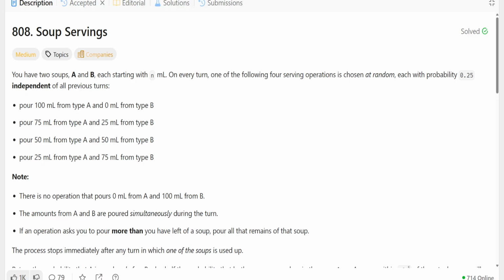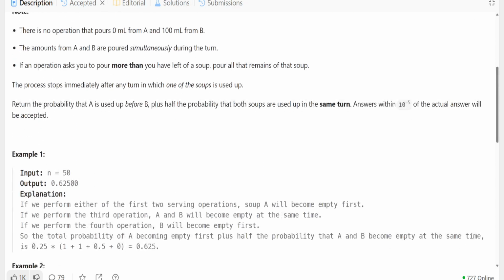Let's begin from here. We are given two soups, A and B, each starting with N ml. You know soup, right? We used to drink it as a snack. So we have two soups A and B, and each has a starting amount of N ml, which is given in the program. In the example, N is 50 ml, and we will apply some operations and return the output.